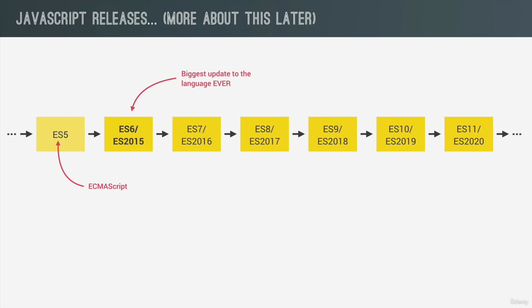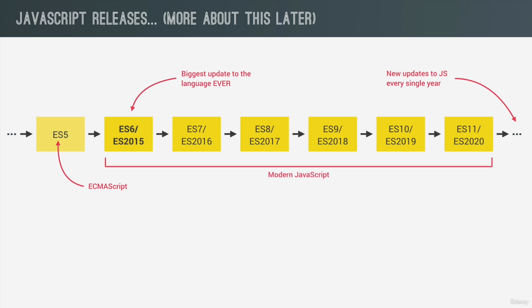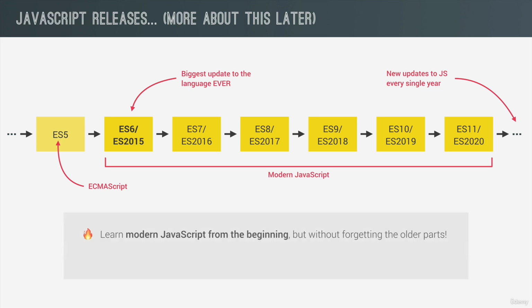Now, after ES 2015, there is a yearly new release with a couple of new JavaScript features. All of these new releases, or versions, starting from ES 2015, is what we call modern JavaScript. But why am I telling you all this? Well, it's simply because in this course, I'm going to teach you modern JavaScript right from the beginning. And I wanted to make that very clear right from the start.